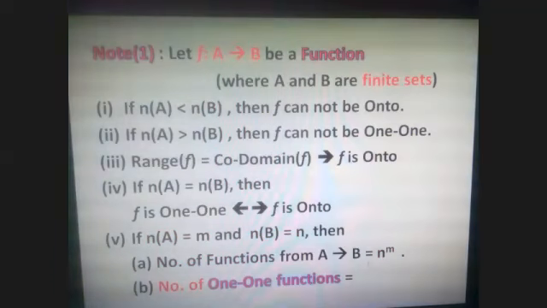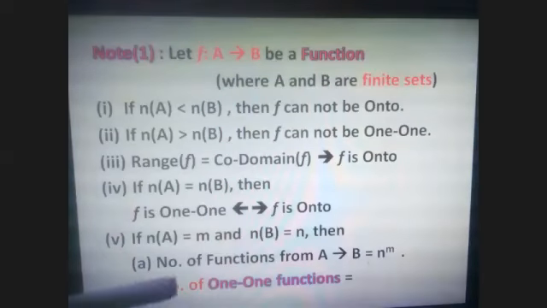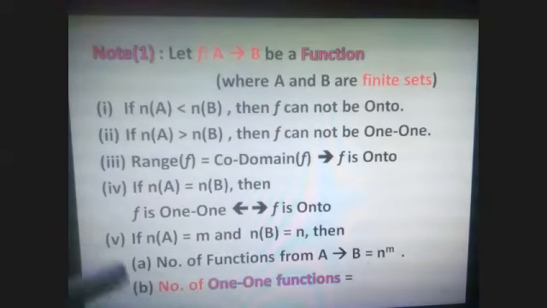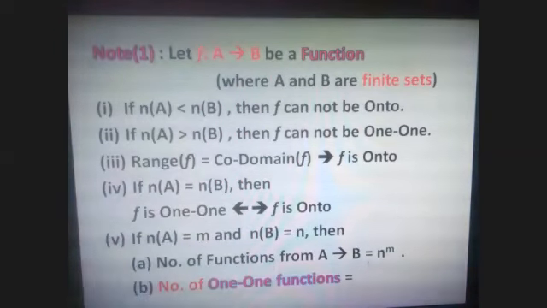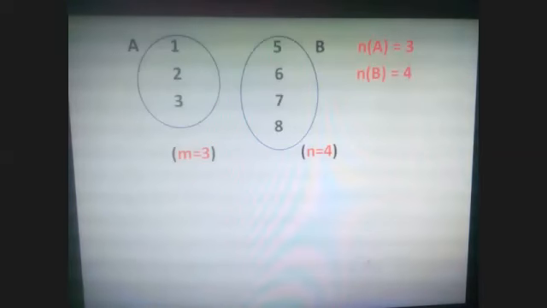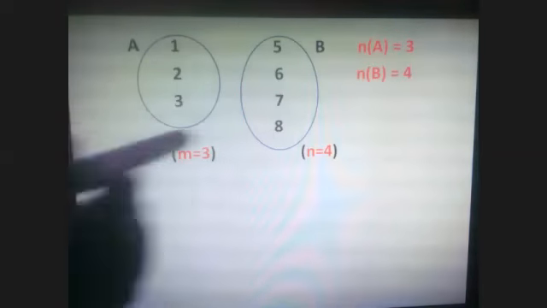MCQs also. Now, under the same situation, A has m elements, B has n elements, what is the number of one-to-one functions? Of course, when I talk about the number of one-to-one functions, there must be one restriction: m cannot be bigger than n. m has to be equal to or smaller than n. Again, the question: how many one-to-one functions? The answer is nPm. You know the permutation. Of course, m cannot exceed n. nPm. Let us see how it comes. Again, take A and B. The number of elements of A is m, that is 3. The number of elements of B is n, that is 4.